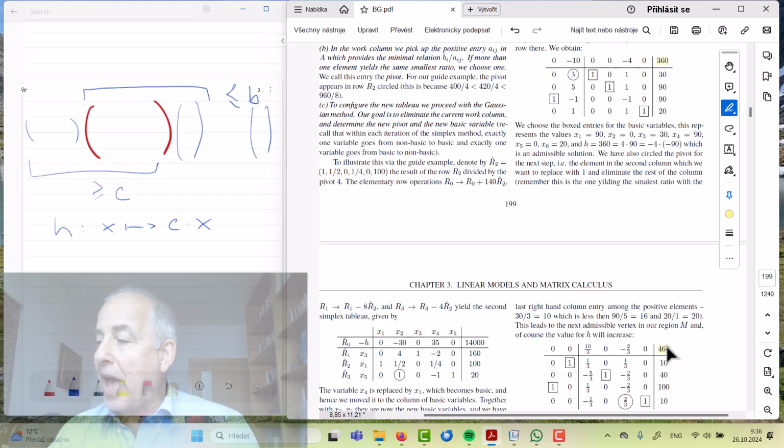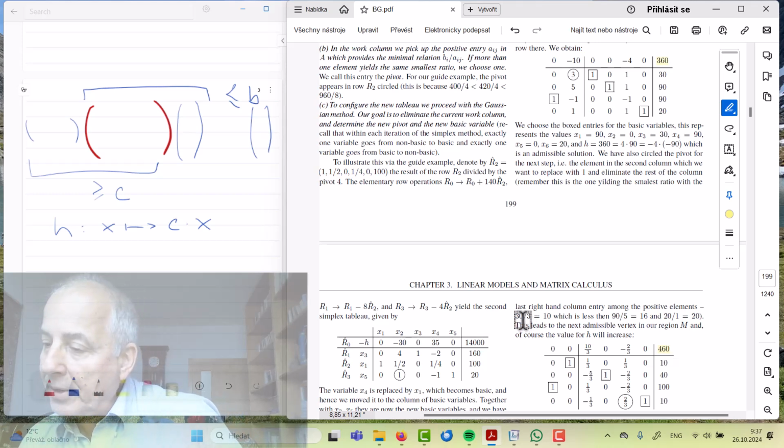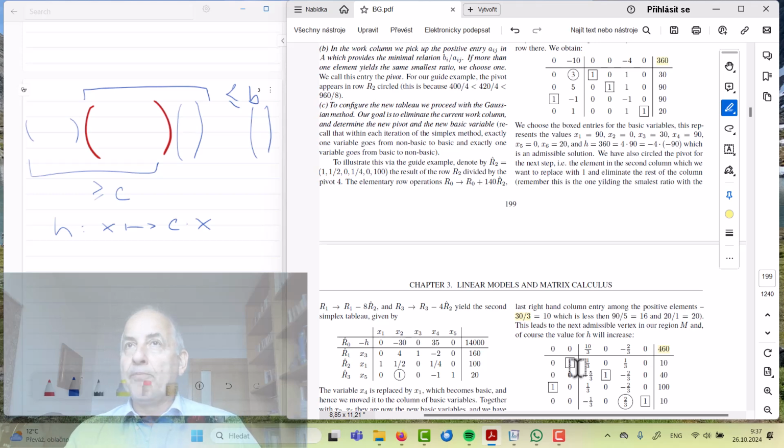And how will that happen? We simply need to compare what are the possible ratios, right? So here I take 30 and 3, and then 30 over 3 is 10, and this is less than 90 over 5, which is 16, and 20 over 1 is 20. So I take the smallest one, and this leads definitely to the next admissible vertex, because that's what we are doing.